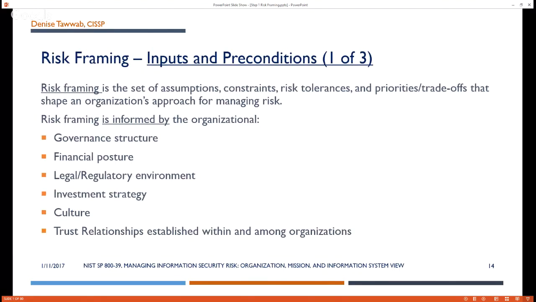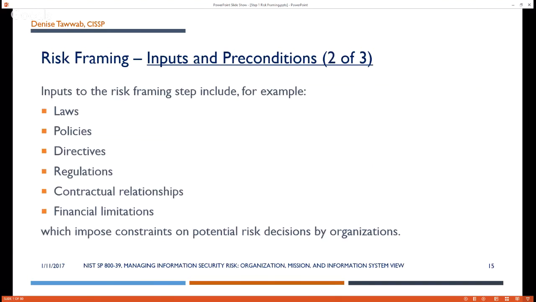Risk framing is the set of assumptions, constraints, risk tolerances, priorities, and trade-offs that shape your business's approach for managing risk. And that framing is going to be informed by the governance structure of your organization, the financial posture, your legal and regulatory environment, your investment strategy, your business's culture, and the trust relationships that have been established within your business and across the organization. Inputs to the risk framing step will include such things as laws, policies, directives, regulations, contractual relationships, and financial limitations. Anything that could impose a constraint on potential risk decisions.